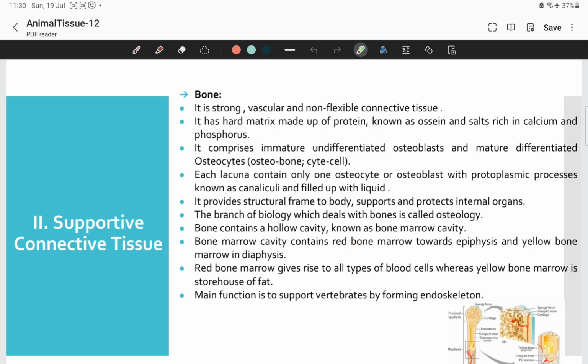Red bone marrow is present towards the end of the bone. The end of the bone is known as epiphysis, whereas yellow bone marrow is present in the middle part of the bone, and the middle part of the bone is known as diaphysis. Red bone marrow is responsible for producing blood cells, whereas yellow bone marrow, present at the middle area of the bone, is responsible for storing fat like adipose tissue. And the main function of a bone is to support the body of an animal by forming the endoskeleton.